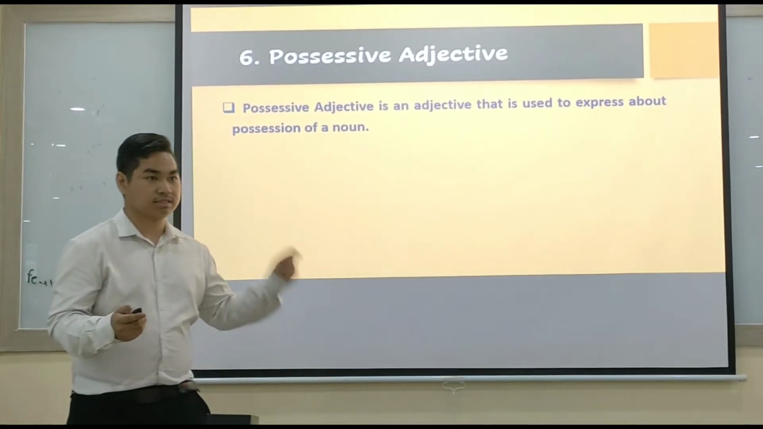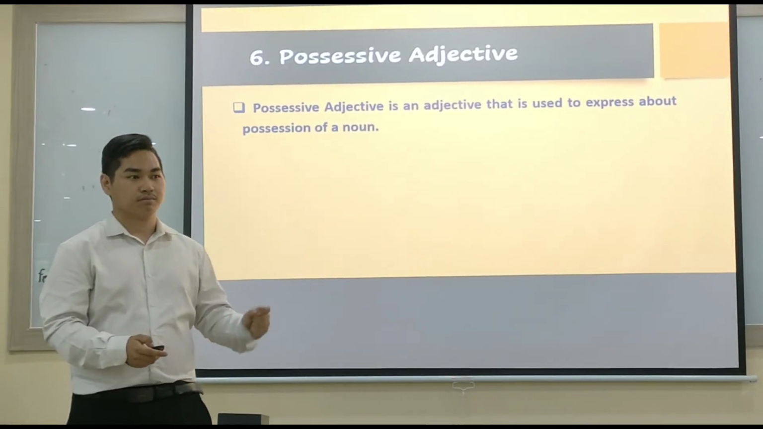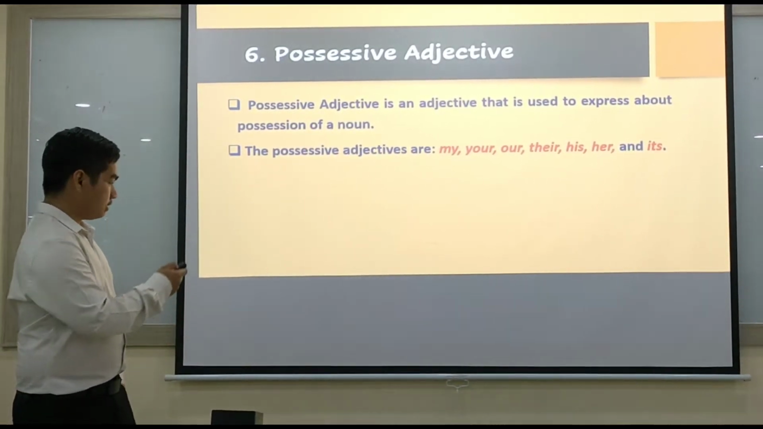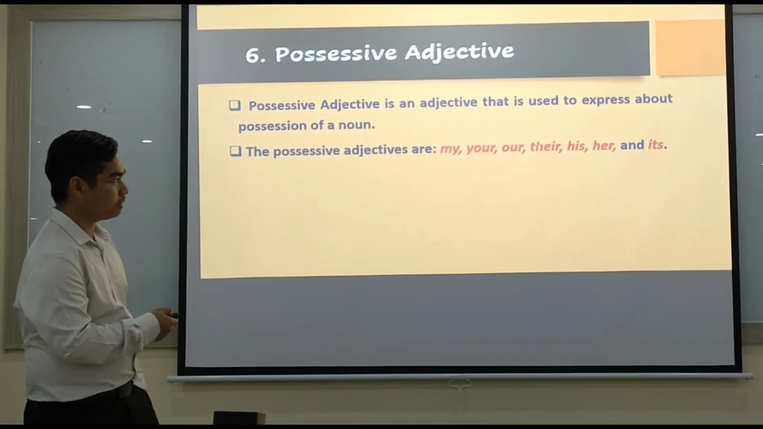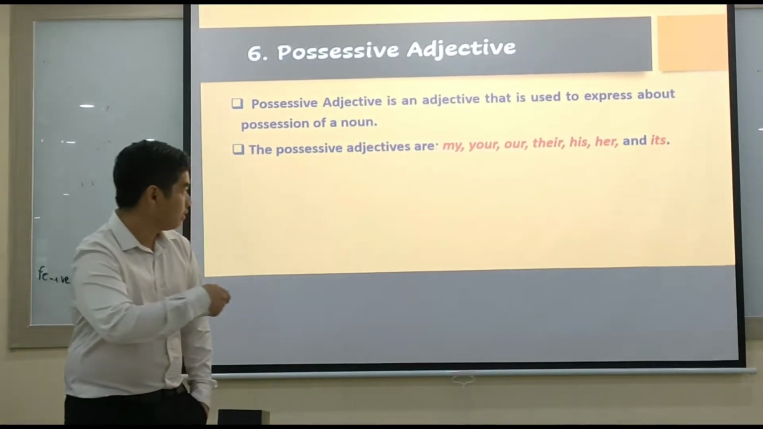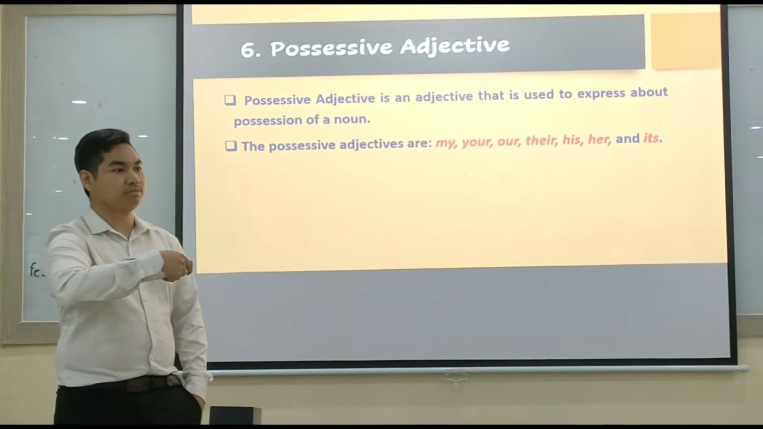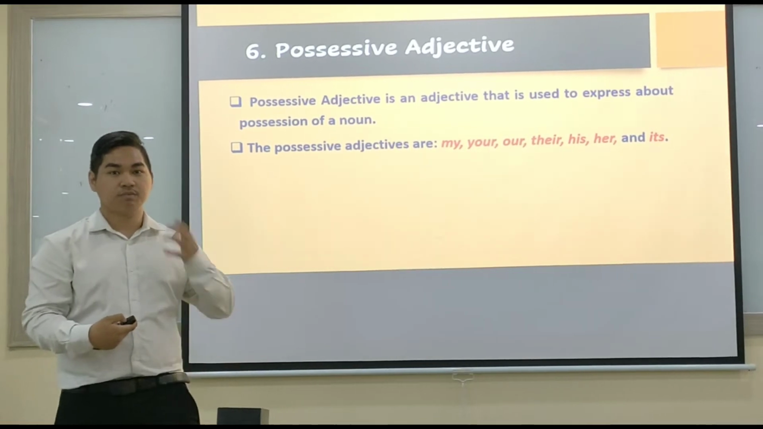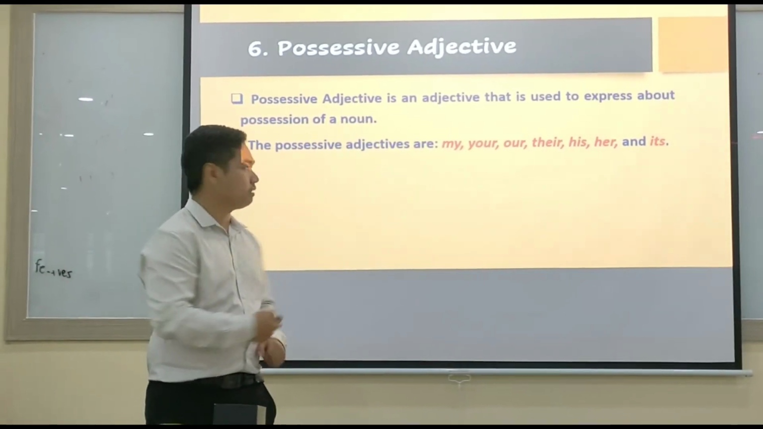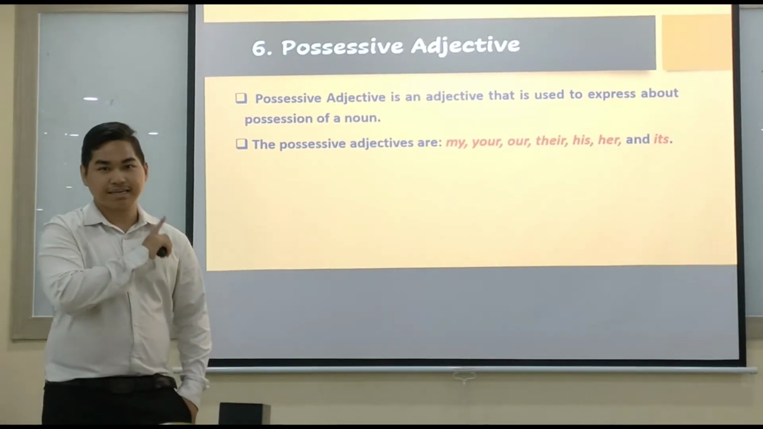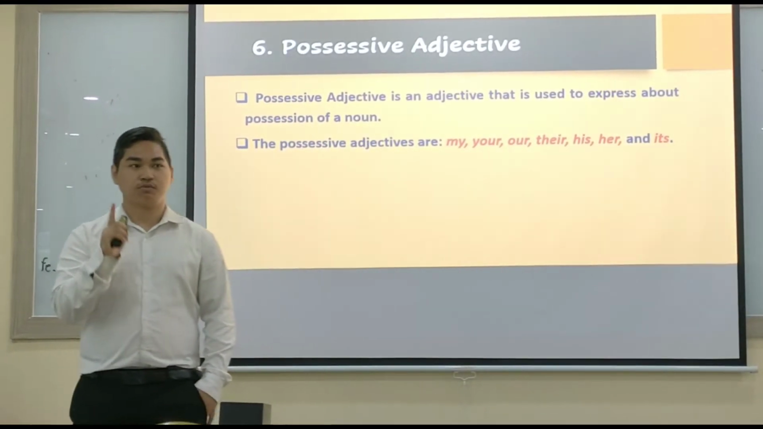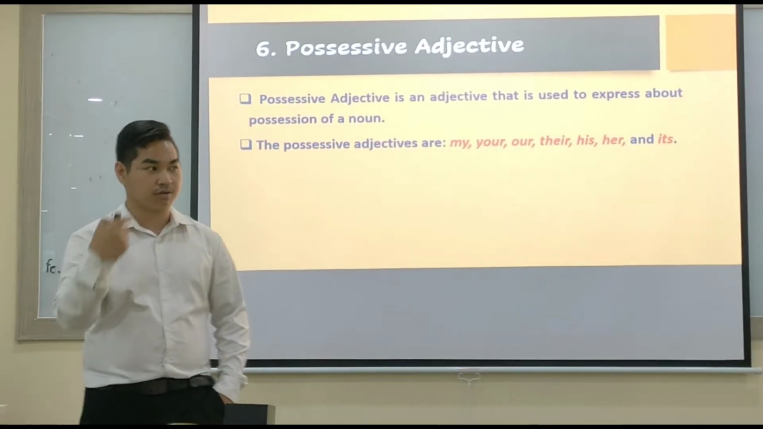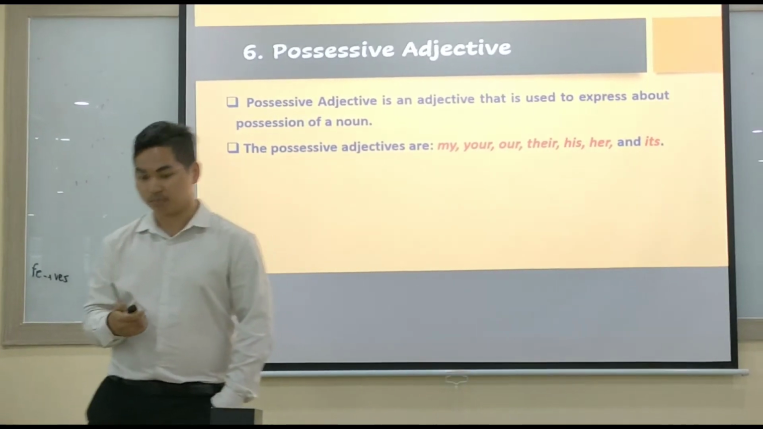And remember, possessive adjective and pronoun are almost the same. But actually, they are not the same because they have very different usage. The possessive adjectives are my, your, our, their, his, her, and its. As you can see, these are very similar to the normal subject pronouns that we always use. But the different usage is that the pronoun can stand alone, but the possessive adjective we cannot use alone. We have to use it with the noun, before the noun, because it is an adjective, it modifies the noun, showing the ownership and the possession of the noun.